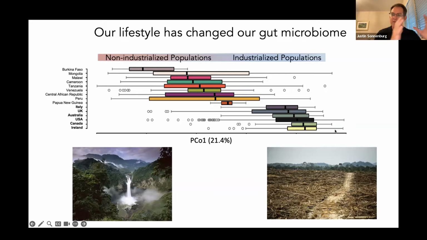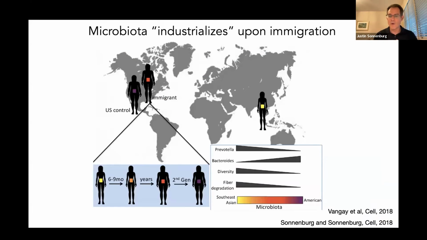And this graph shows where all of these populations' gut microbiome composition lies on this axis. Further to the left is very different than further to the right for the microbiome composition. And we see a very clear pattern here. The non-industrialized populations have microbiome compositions towards the left, industrialized populations to the right. And this gets back to this idea that we have lost important species and lost a lot of diversity in the industrialized world. We know that this happens in a very short period of time.